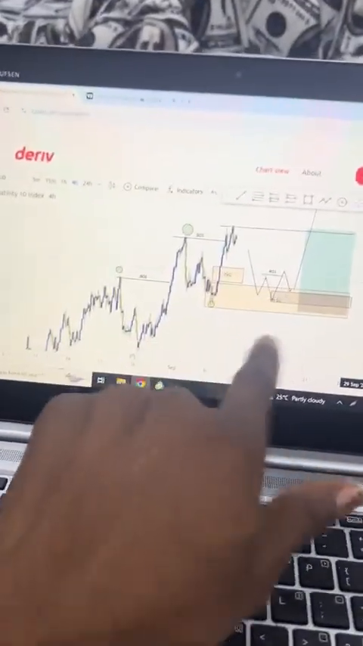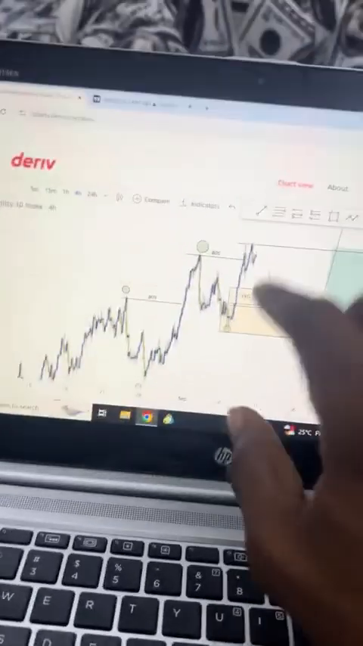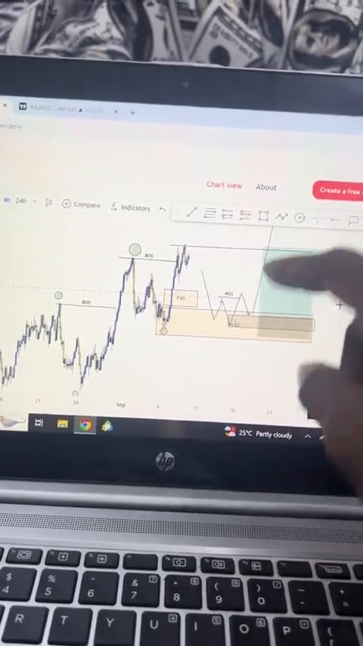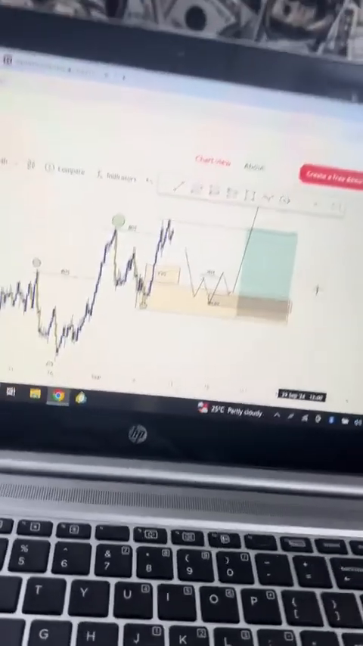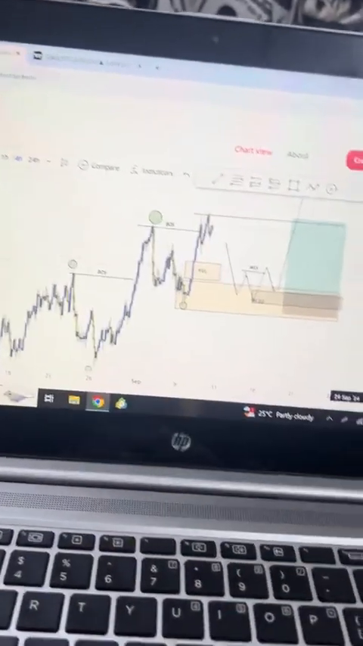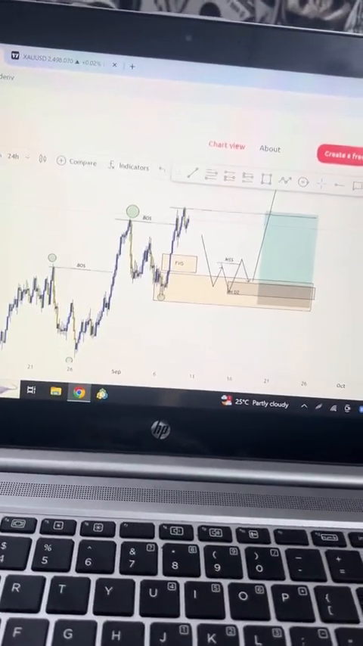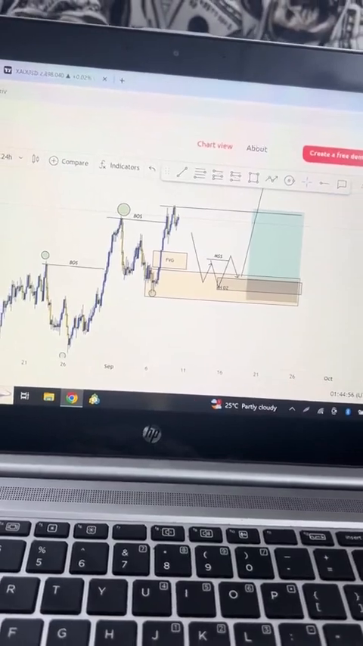This is the setup. We have analyzed this pair. So what I'm waiting for is the market to mitigate it, then we'll look for a buy setup. So this is how I analyze the pair and take a trade. As simple as that.